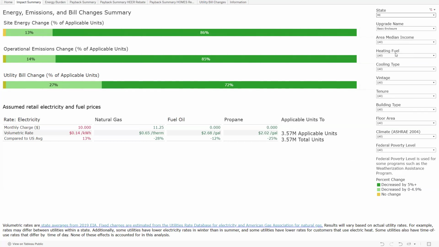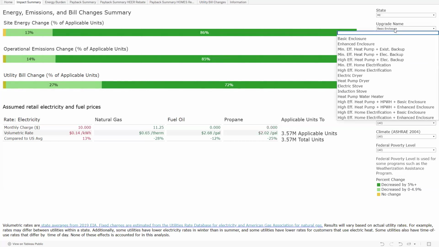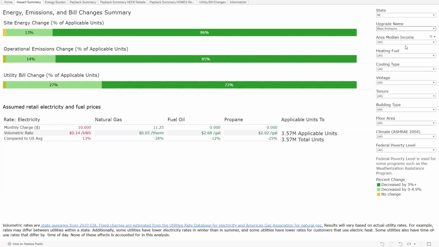For example, just how to filter down here, we have several filters for you to choose from. Upgrade names, so these cover a variety of different home technology upgrades. We also talk about area median income, heating fuel, cooling type, vintage, housing tenure, the building type, the building floor area, the climate zone, if you want to look at a specific climate zone within a state or across the country, and then the federal poverty level. Federal poverty level is used in some programs such as the Weatherization Assistance Program, and that's why we've included that as well as the area median income.